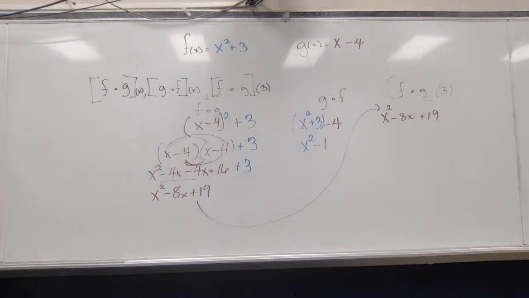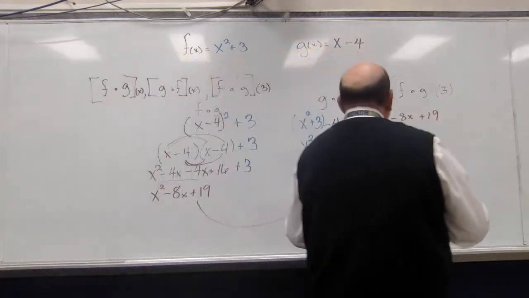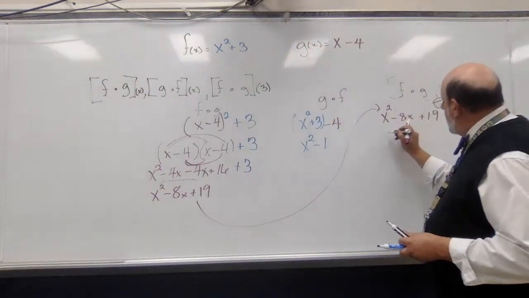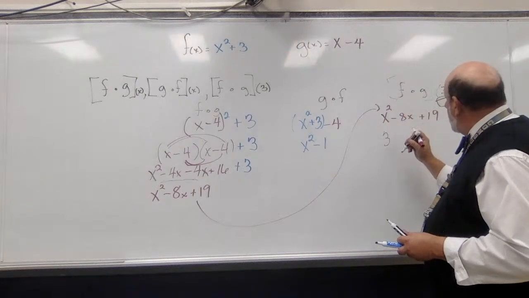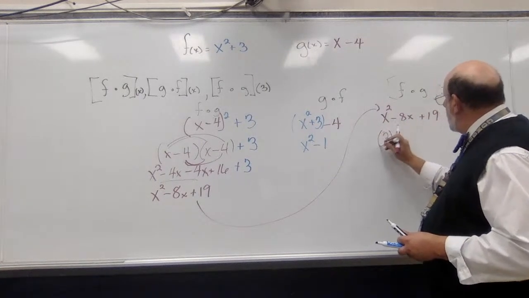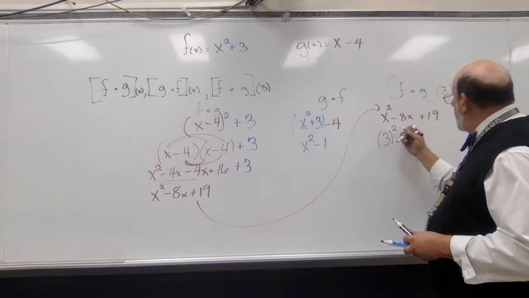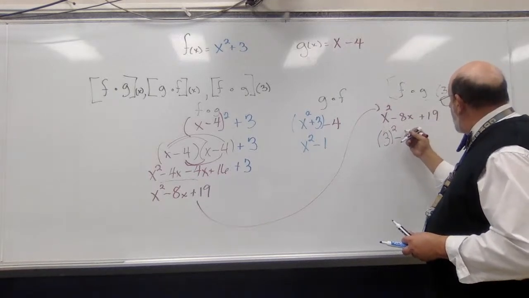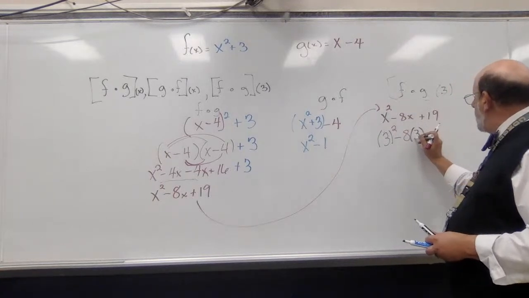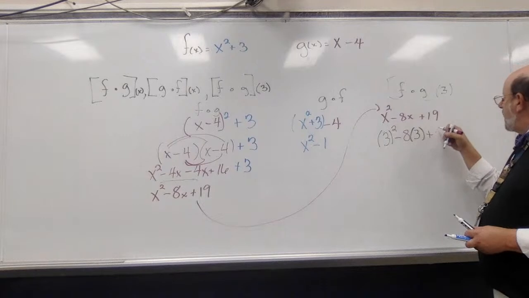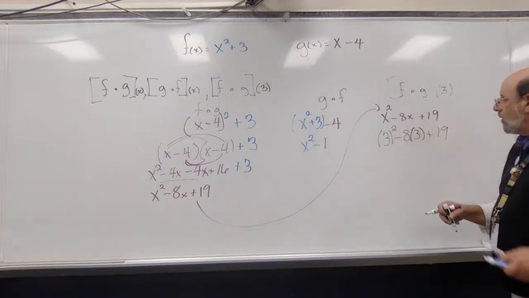Sorry, I'm running over here to grab another marker. Wherever I see an x, I'm going to put in a 3, right? So here's an x. I'm going to put in a 3. That's a little bit better. And then I'm going to square it. Minus 8 times what? Times 3. And then add 19.